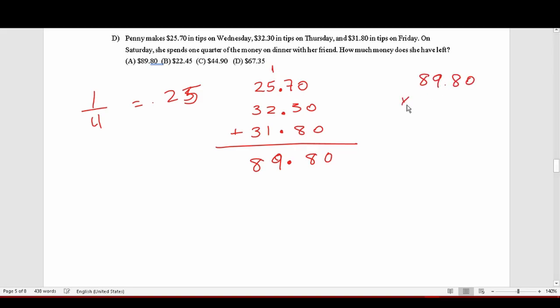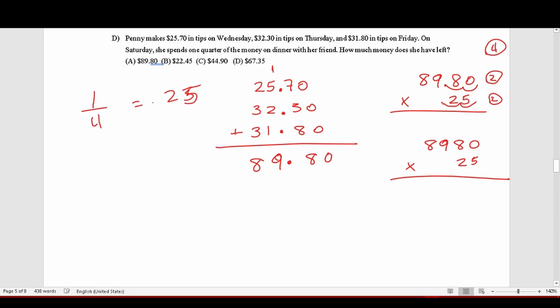89.80 times 0.25. Again, as we just learned, to multiply decimals, we don't line them up like we did when we added them. Now we're going to multiply them. We shift this decimal here twice, and we shift this decimal 1, 2 as well. So in total, we're moving 4 decimal places. So instead of being 89.80 times 0.25, the problem becomes 8,980 times 25, albeit with 4 decimal places to add back in.